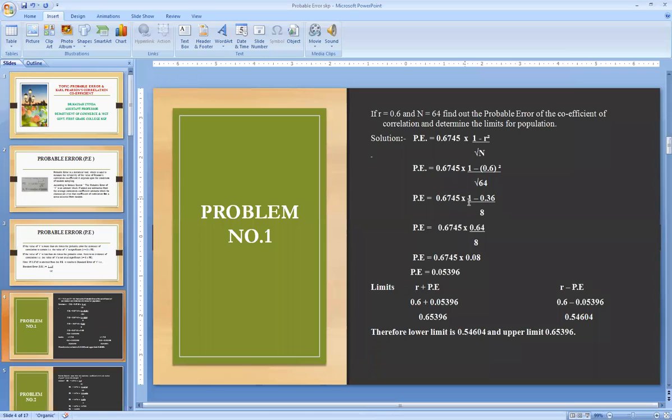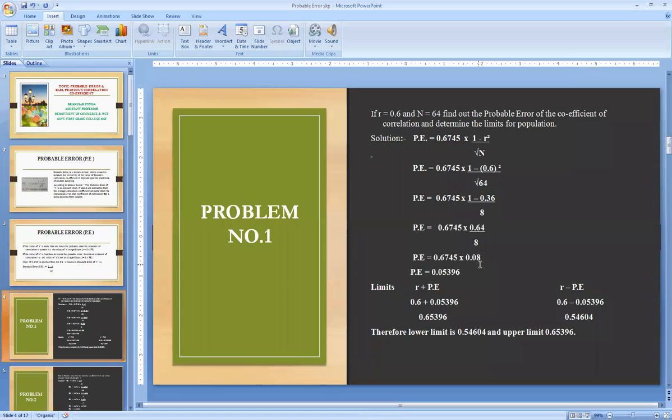And you should always be clear that you should not put the division over the entire expression, that is over 0.6745. It is different from the fraction 1 minus r square by root of n. Only 1 minus r square by root n should have the division. Then PE equals 0.6745 into 1 minus 0.36, which is 0.64, divided by 8. After dividing, we get 0.64 divided by 8, that is 0.08.